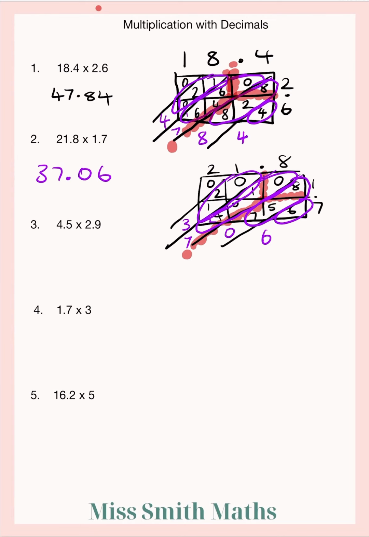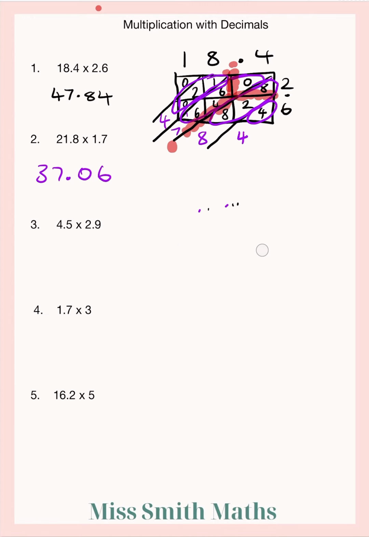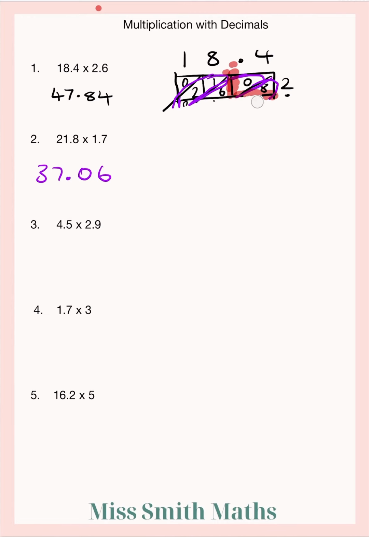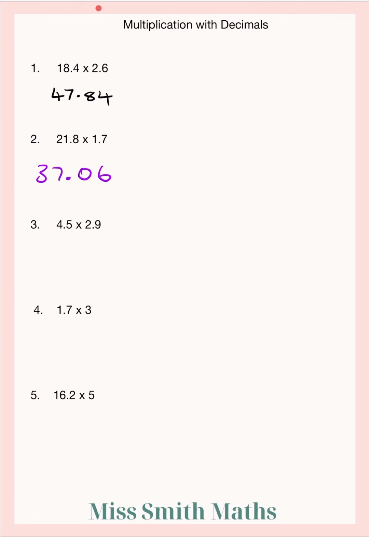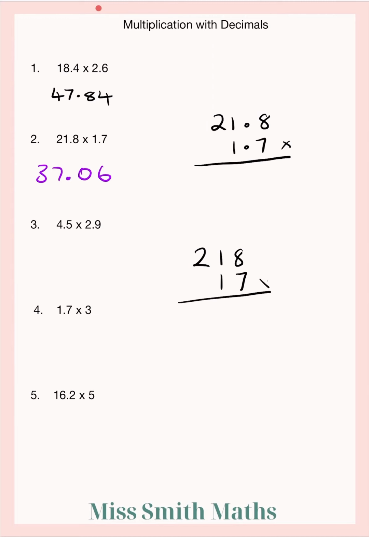I'm going to show you that exact same question now, but with the column method, just so that you can see both of the methods. So if we go ahead and use our column method, we've got 21.8 and 1.7. We're going to use the exact same method that we used for just normal multiplication. What you can actually do, if you feel more comfortable, is write that as 218 and 17, just ignoring those decimals, and we'll come to the decimals at the end. So you're going to just times as normal.